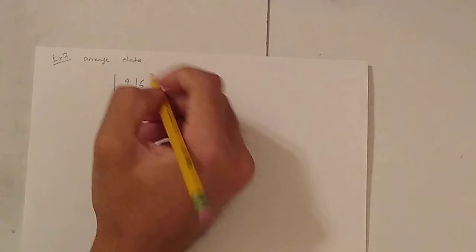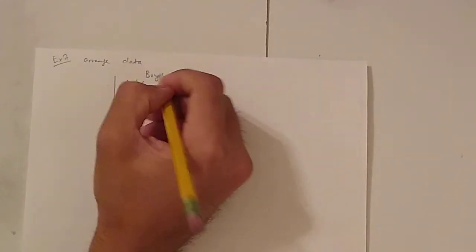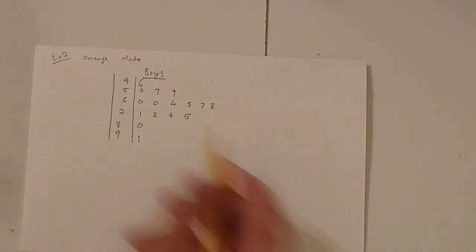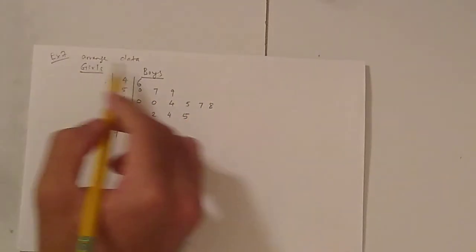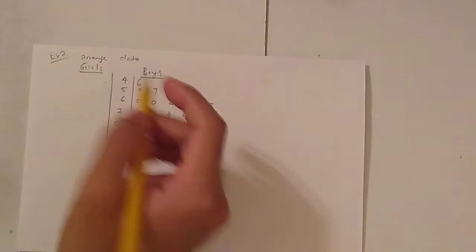For the girls, this is for the boys, so you do need to mention that this is boys, and this side is for girls. Do mention that it is girls, because if we do not mention this, someone reading this diagram would not be able to understand which side belongs to whom. So you need to label the two sides.